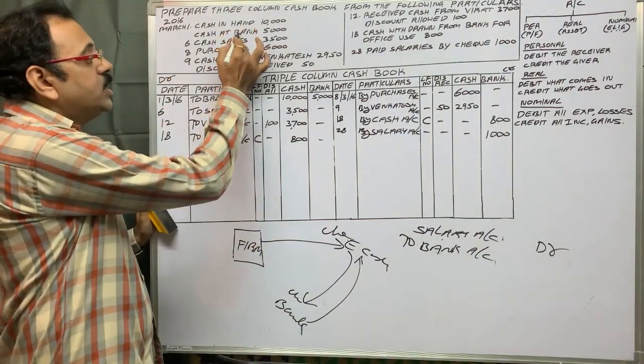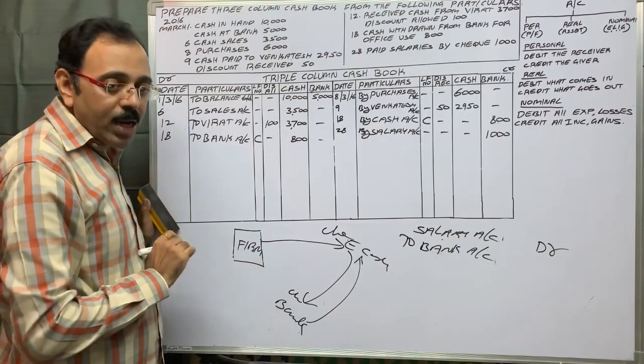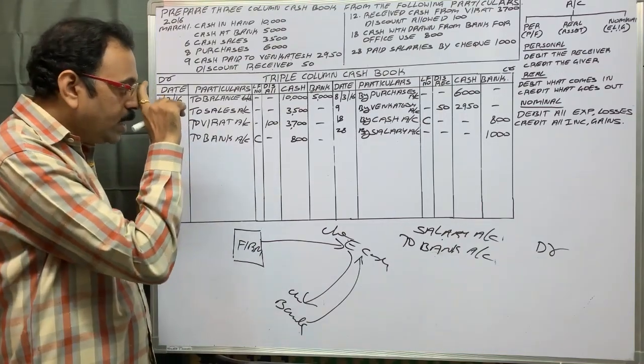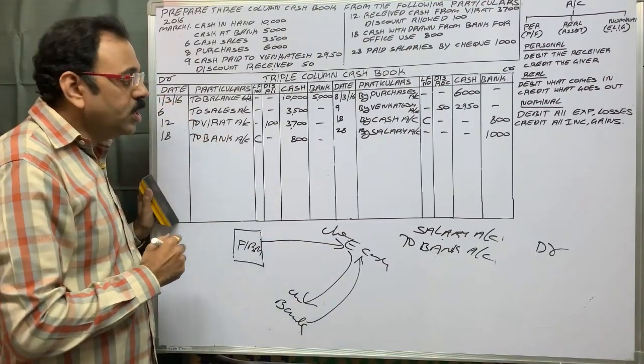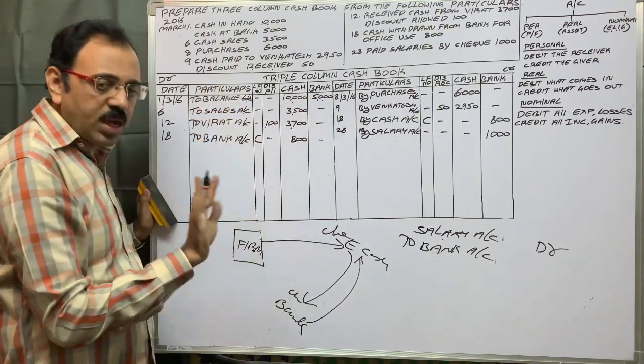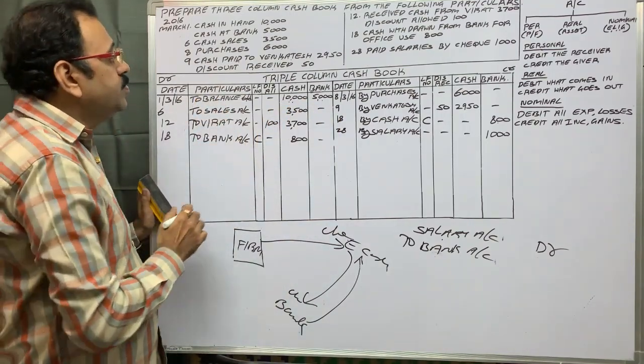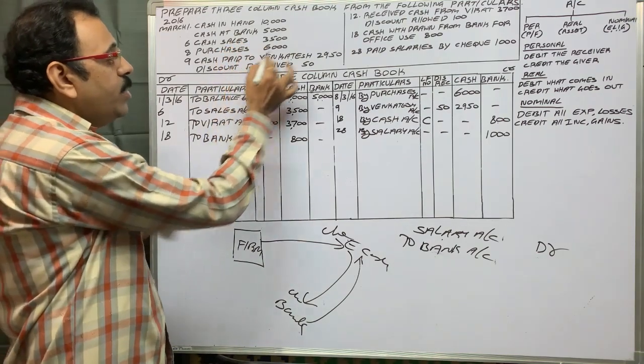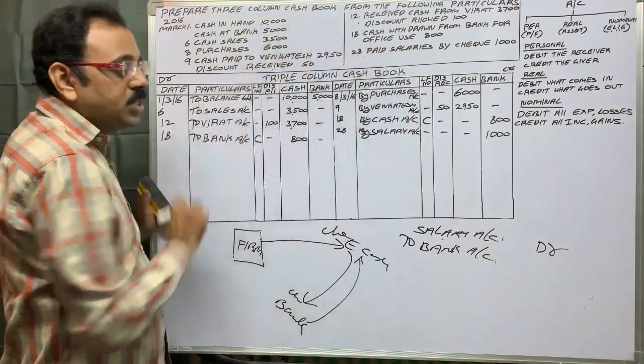Cash in hand, cash at bank. Both are opening balances, no? For opening balances, there are no shortcuts. So since these two are assets, write down in debit side. Same point. Then, the remaining things are what? Transactions.